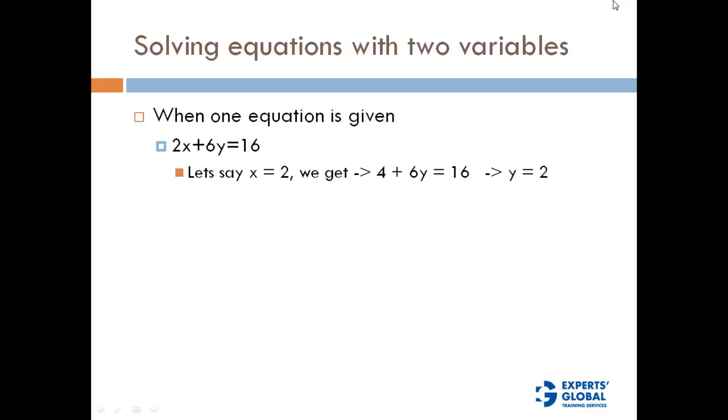Let's say for example x is equal to 2. So what do we get? We'll put x is equal to 2 here. So you get 2x is equal to 4 plus 6y. We don't have the value of y, so we will just keep it as 6y. So this equation becomes 4 plus 6y is equal to 16. Now if you solve this, you will get value of y as 2. Correct?